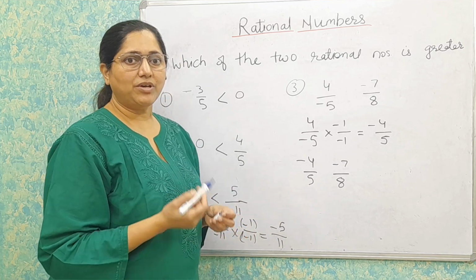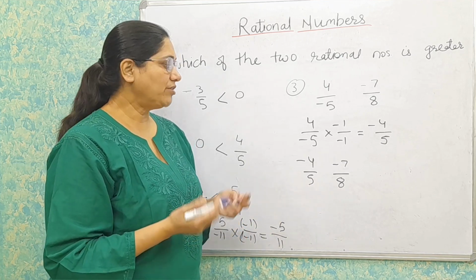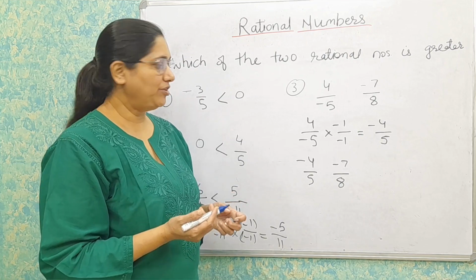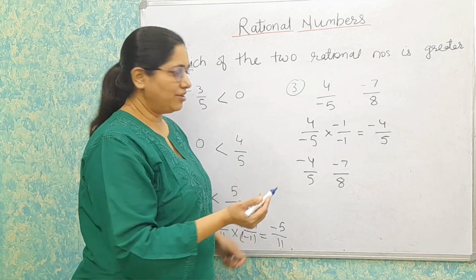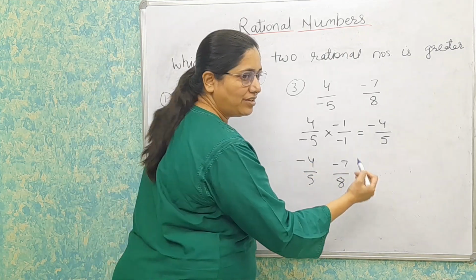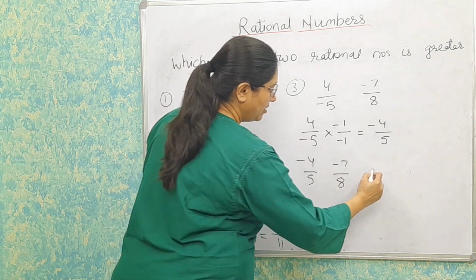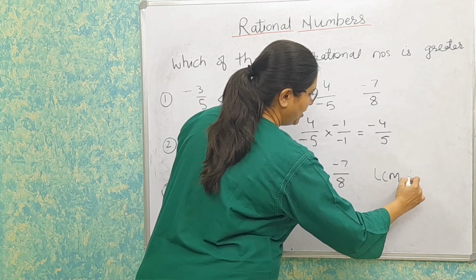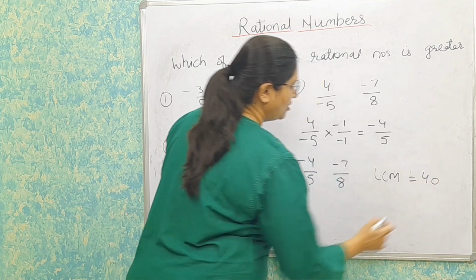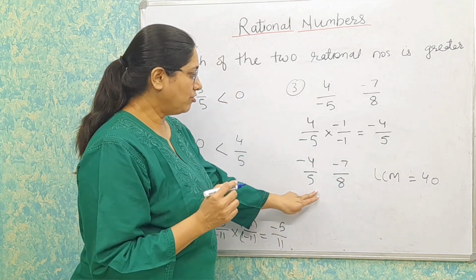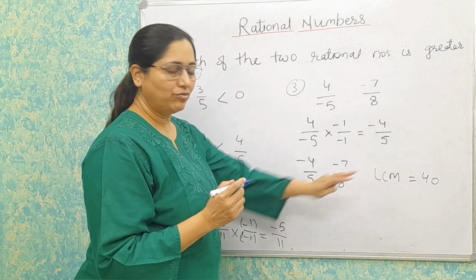If you have not seen my previous video on fractions, you can go to my playlist and check that video first. And then it is very easy for you. I will just tell you the LCM of 5 and 8. LCM of 5 and 8 is 40. So now I will change the denominators of 5 and 8 to 40.